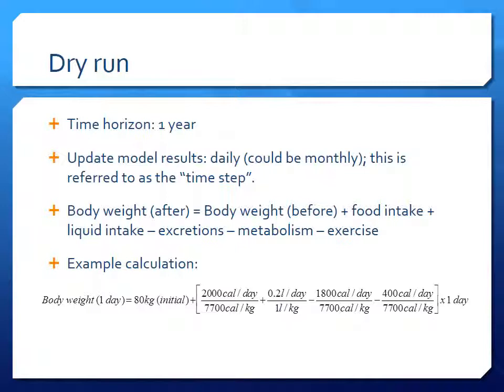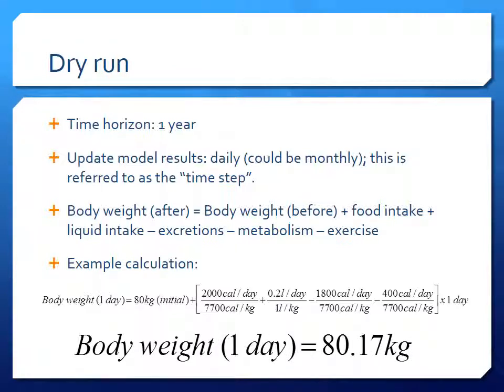Then you have the net liquid intake, which is essentially the net between the liquid intake itself, water, juice, whatever it is you drink, minus the excretions. Okay, and you convert those liters to kilograms using the conversion factor. Then you have the metabolism, the 1,800 calories, converted to kilograms, and then the exercise, which is the 400 calories converted to kilograms. So if you run a simple calculation, I encourage you at this point to get your calculator, crunch these numbers, and you get the body weight after 1 day.